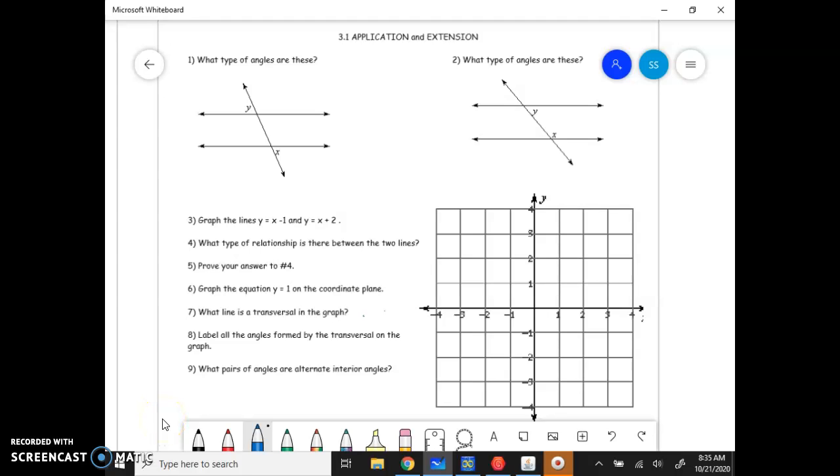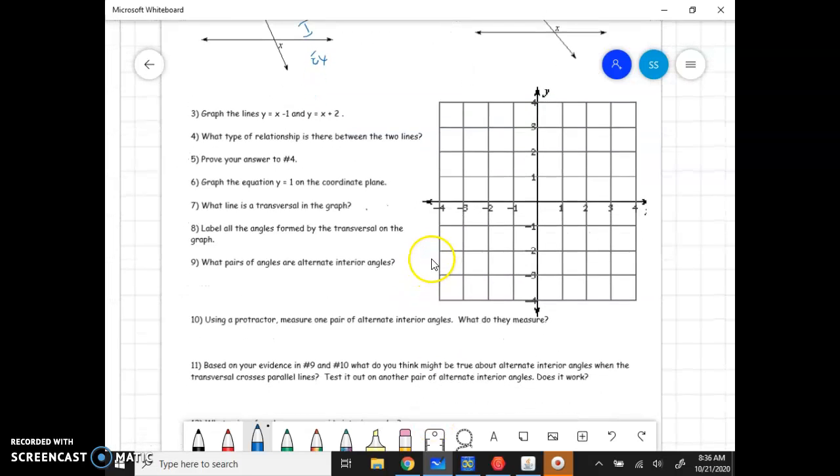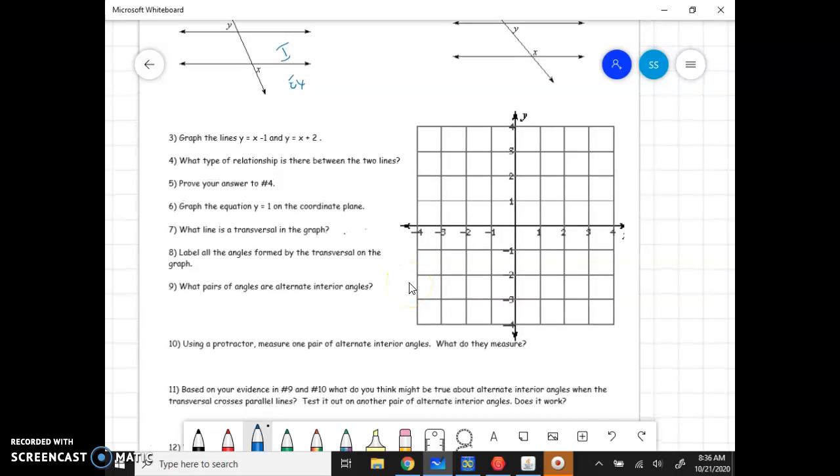Okay, I just wanted to make a video for the application and extension portion of this week's packet for 3.1 lines and angles. The first two, I don't think you guys should have too much of a problem. Just remember interior, exterior, exterior. You should be okay with those two. All right, these next ones though we'll take a look at together.